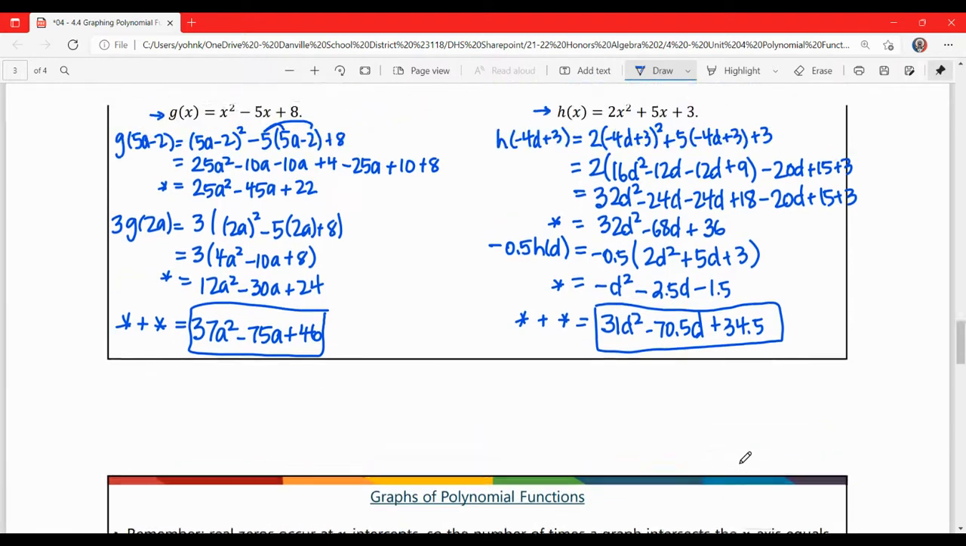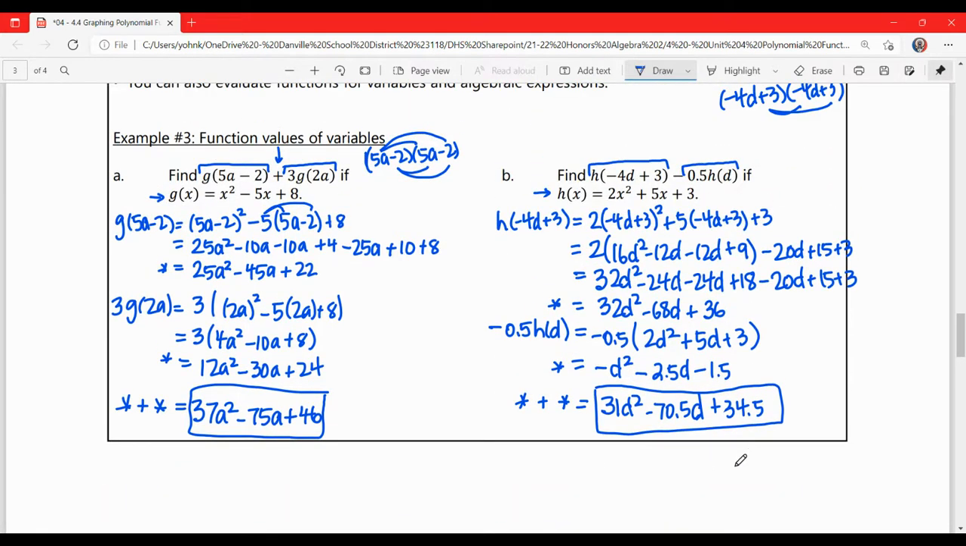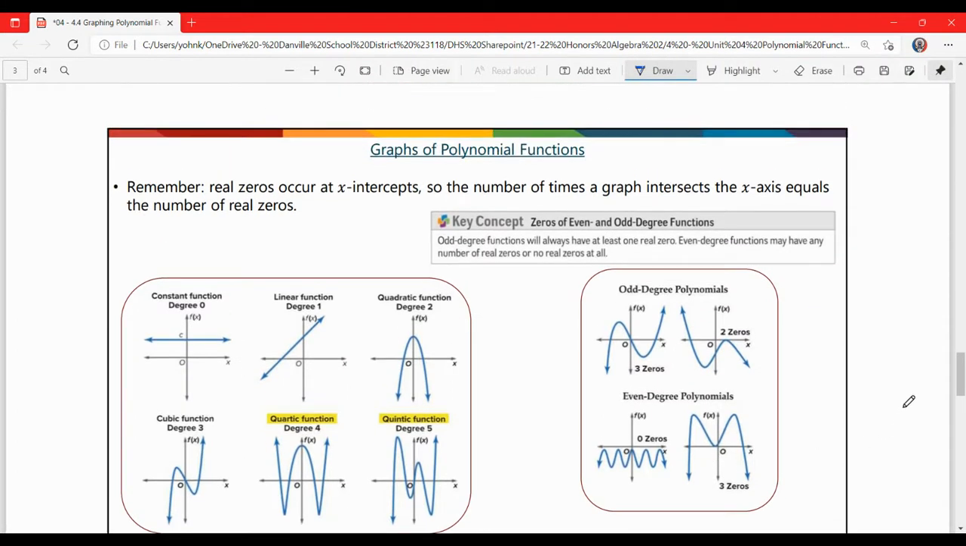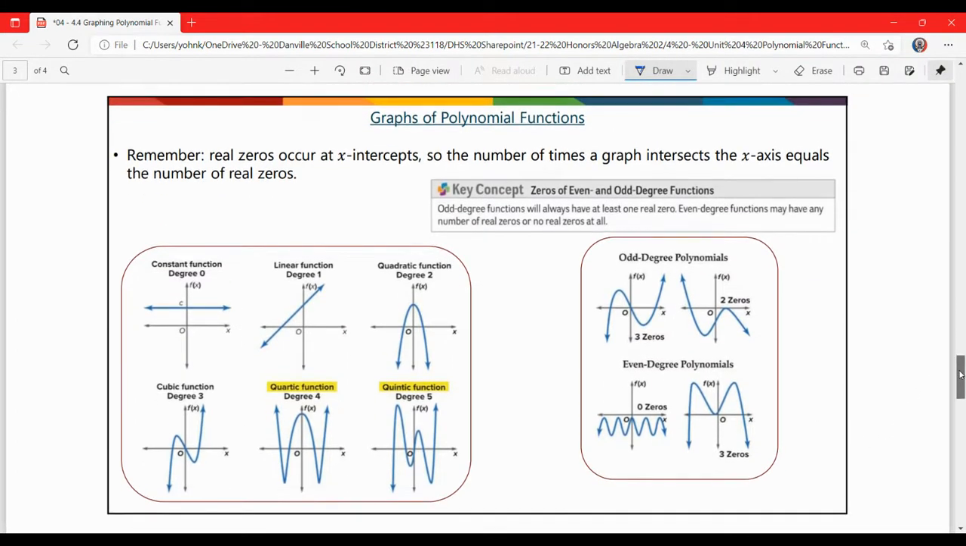Awesome. All right, so now that we know how to substitute in quantities and algebraic expressions, let's try to put some of this stuff together. So remember from the past that real zeros occur at x-intercepts. So the number of times a graph intersects the x-axis equals the number of real zeros.